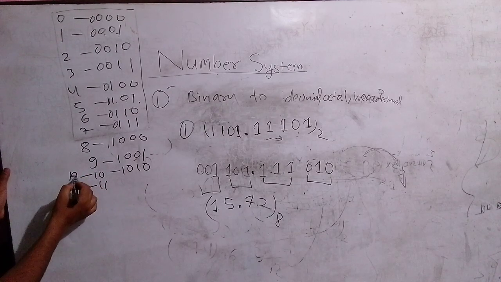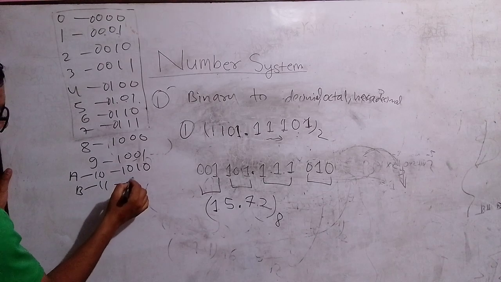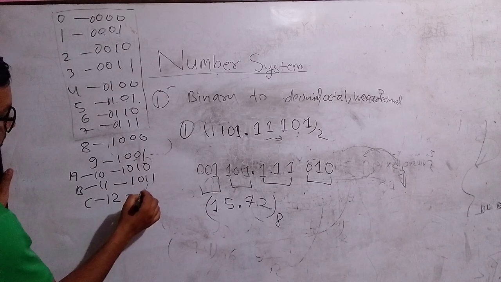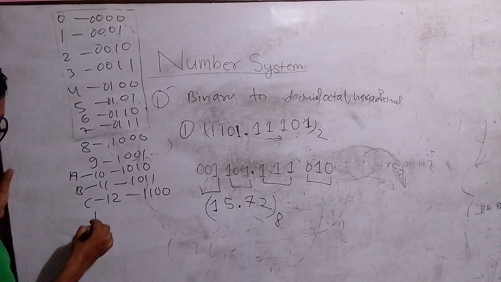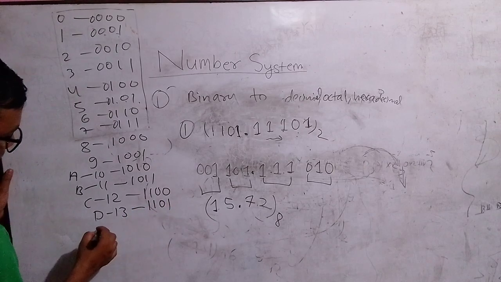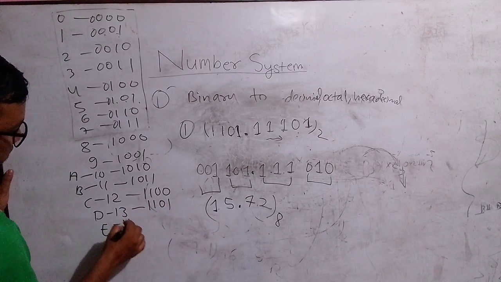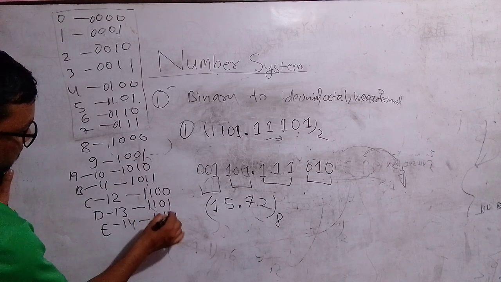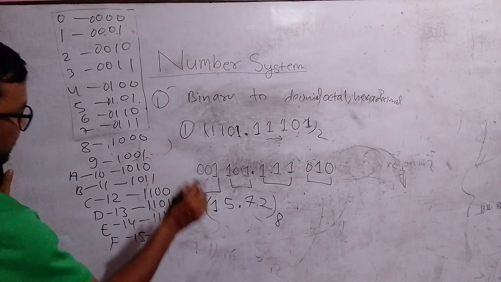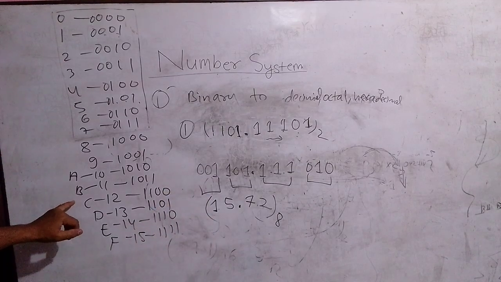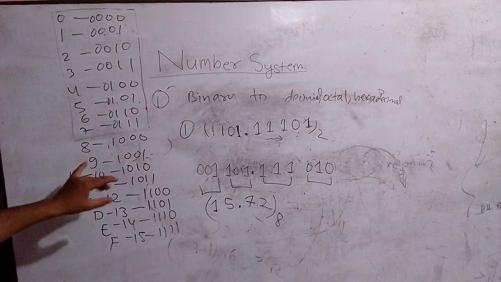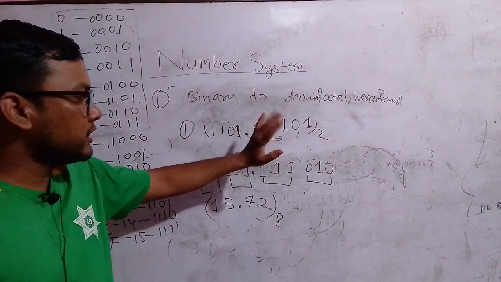In the hexadecimal number system, 10 means A. 11 means 1 0 1 1. C means 12, and 12 means 1 1 0 0. D means 13, and 13 means 1 1 0 1. E means 14, and 14 means 1 1 1 0. F means 15, and 15 means 1 1 1 1. Now this is the simple conversion table. We need to use this conversion table while converting from binary to octal and hexadecimal.